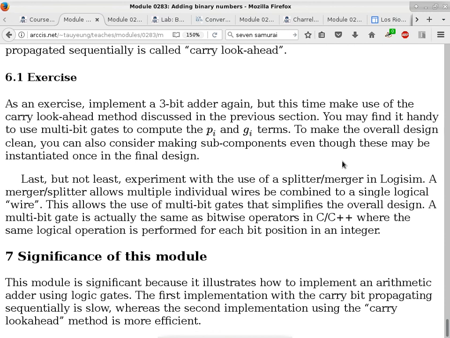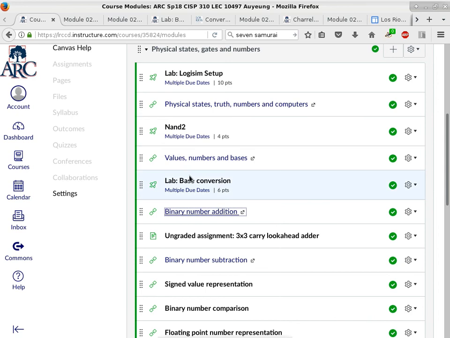I'll meet with the late lab people over at 409, and then we'll talk about this a little bit more on Thursday. But if you're done with reading this, move on to the subtraction part. If you're done with addition, move on to binary number subtraction, which is actually easier than addition.